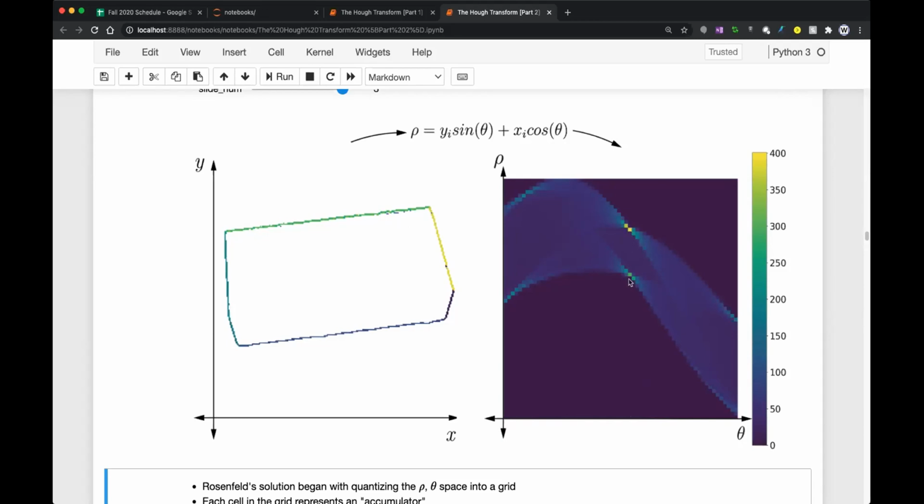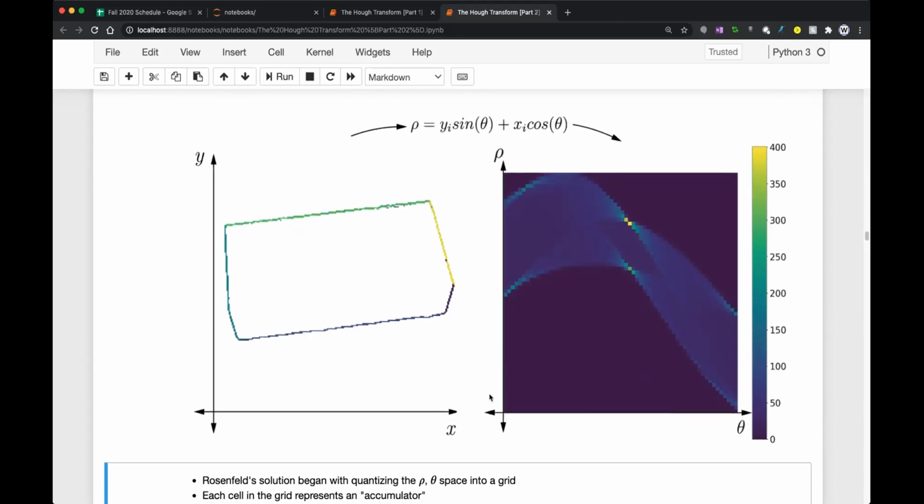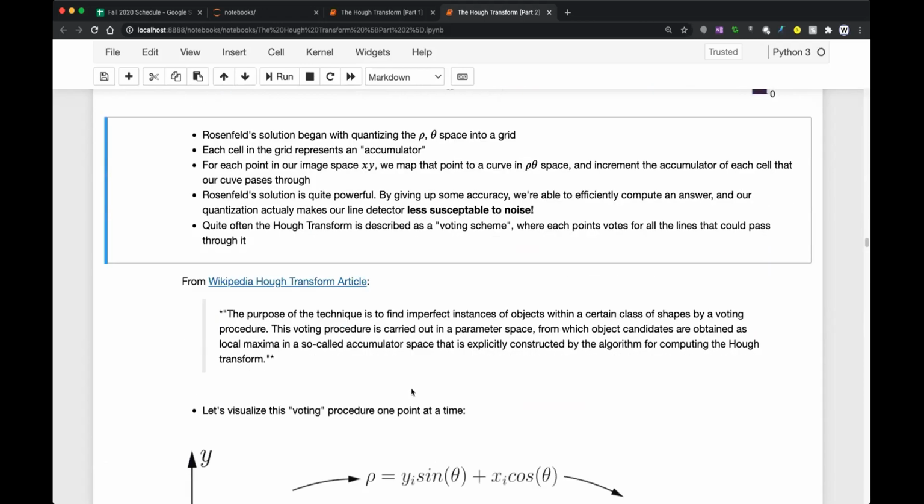So maybe there's some kind of pattern you could look for in here that would help you find bricks in your programming challenge. If it's a brick, it should have parallel lines, right? So you could use something like that, maybe as part of your programming challenge. So yeah, great question. Really, really good question.